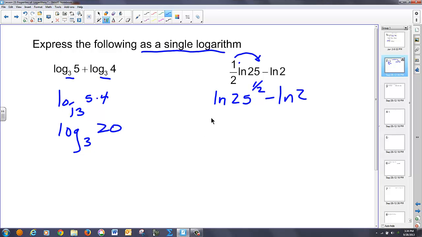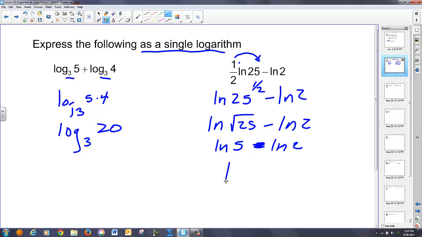Now, the 1/2 power is the same as the square root, so this is the natural log of the square root of 25 minus the natural log of 2. Square root of 25 is 5, and I'm going to subtract from that the natural log of 2. Since I have a subtraction, that can go to a division. So that's the natural log of 5 over 2.